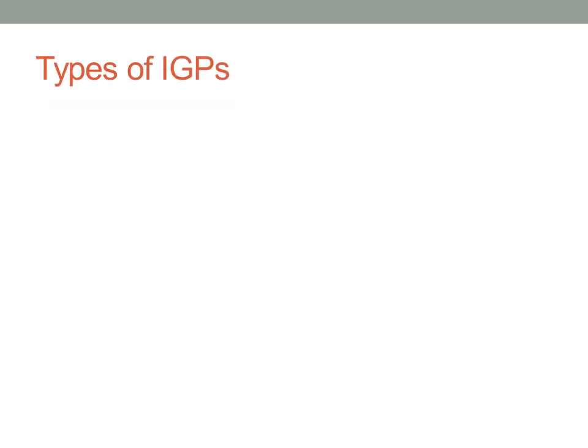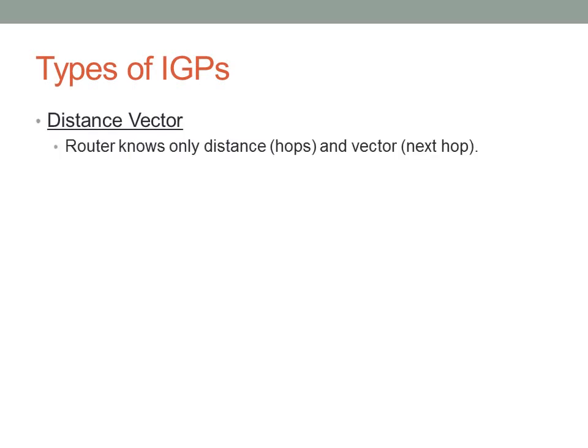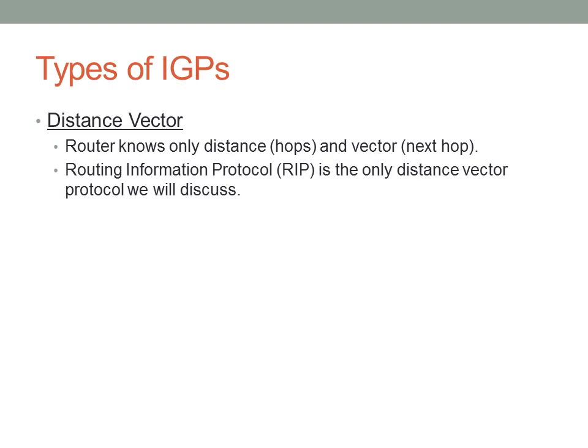Now, there are two different types of interior gateway routing protocols, and distance vector is the primary one. In distance vector, the router only knows the distance, and the vector, that is the next hop to a given network. Now I say distance in hops here. Distance could be comprised of a lot of different components, and I'll talk about that again at the end of the slide. Now, the idea here is that RIP is the only distance vector protocol that we'll be discussing, and I say that with a bit of a hint in my voice of something to come. I'll talk to you about that here at the end.